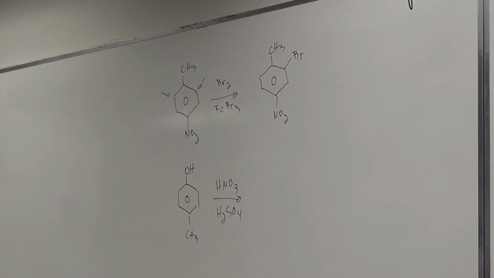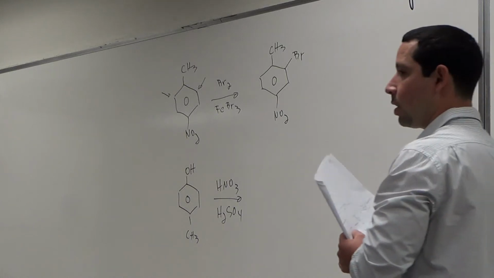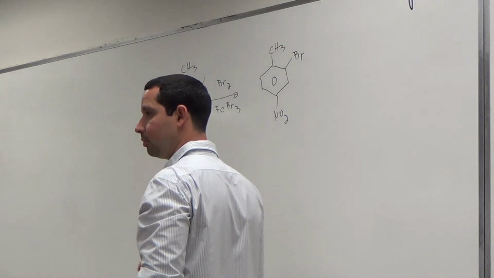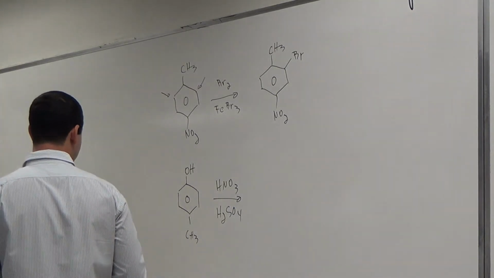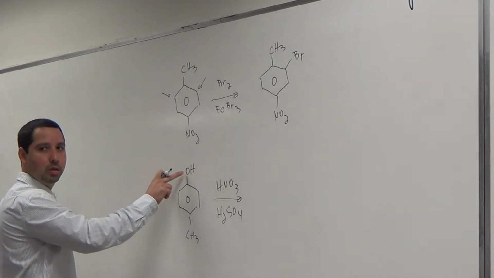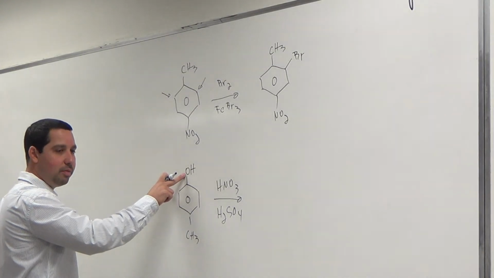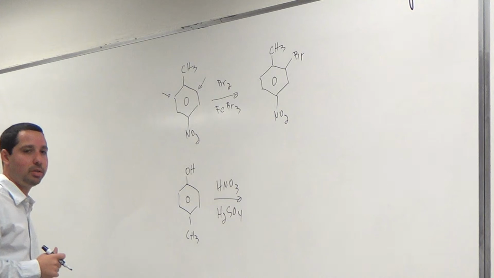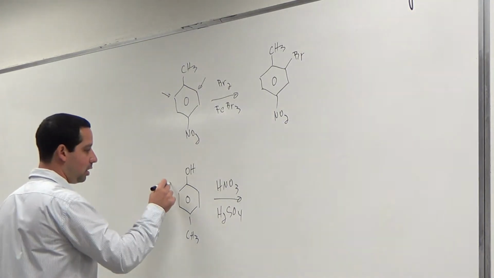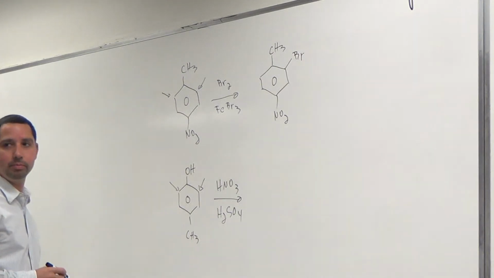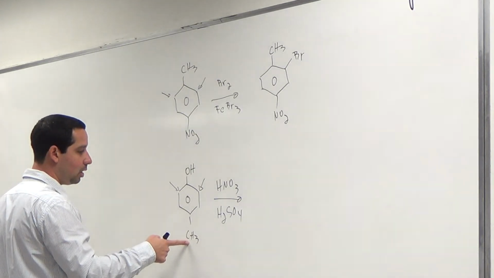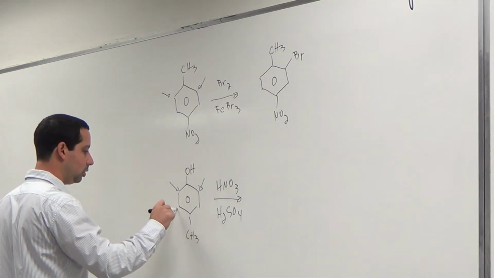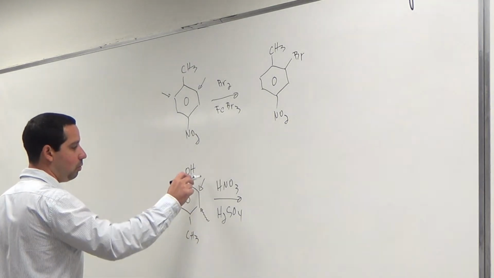Where is that one going to go? Conditions for what? Nitration. All right. What type of group is this? Activator, because it donates. What type of director? Ortho pair. Arrow there, arrow here. And now what type of group is this? Ortho pair. One goes there, one goes here.